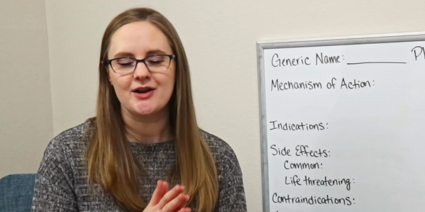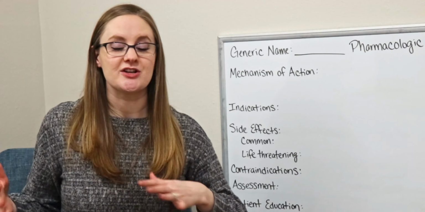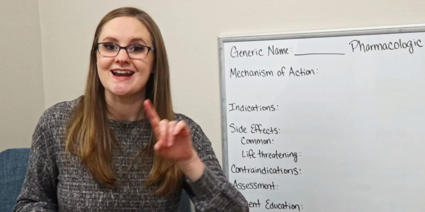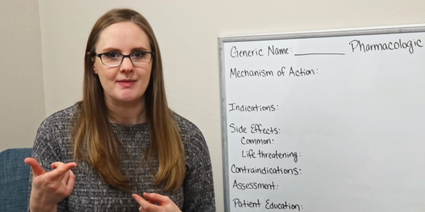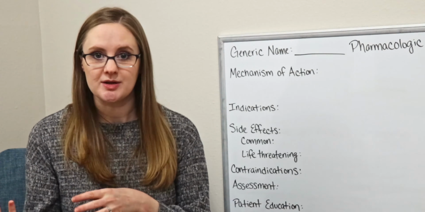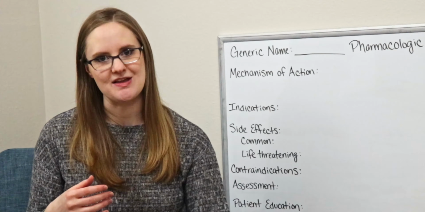Now, those are the main categories you need to include. Now, some other categories that are nice to have and are necessary for some medications are things like directions on how to give the medication, like if you're giving a blood product, what are the steps you need to take in order to administer it safely.